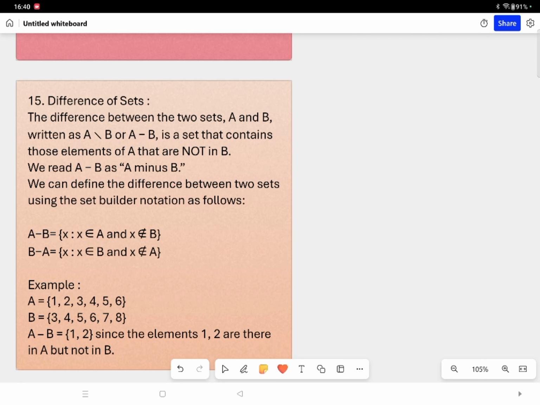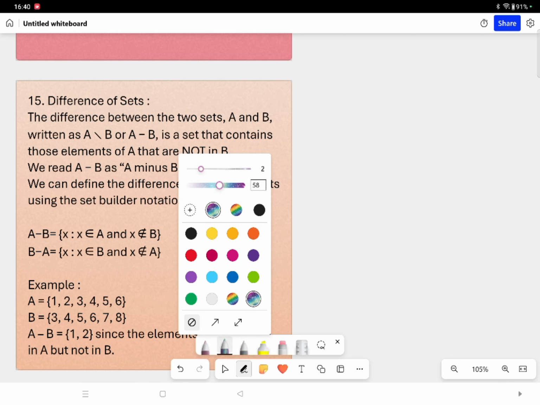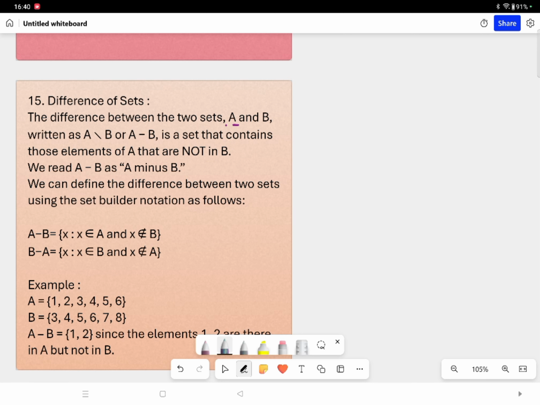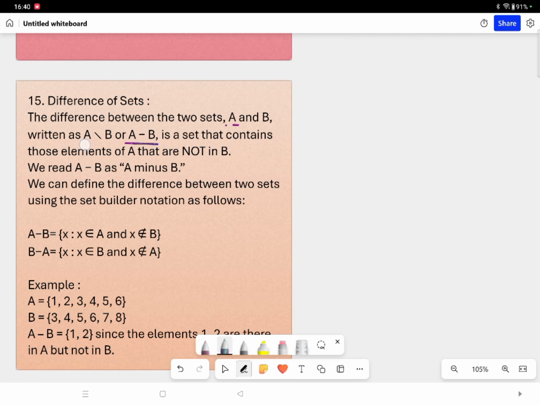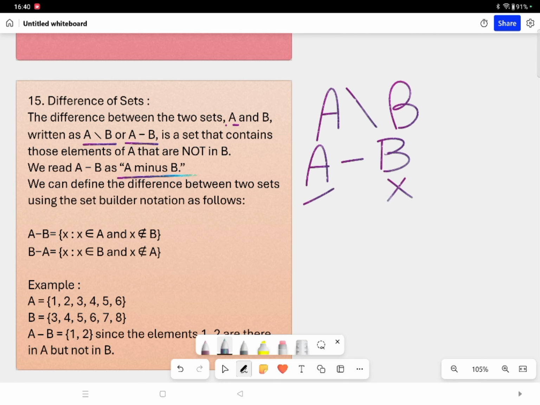Next, coming to difference of sets. What do you mean by difference of sets? From the name itself you can understand, it means subtraction. If I am taking two sets A and B, then the difference of the sets can be written as either A minus B or this sign. You can put this sign or you can put the normal minus sign. Now what does A minus B mean? It means that the element is present in A but not in B.